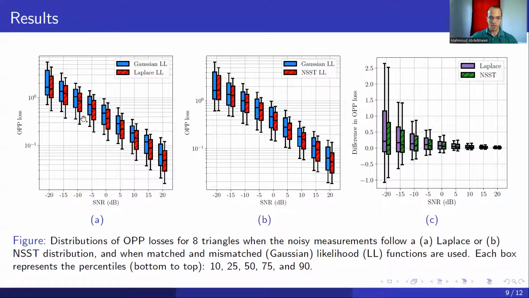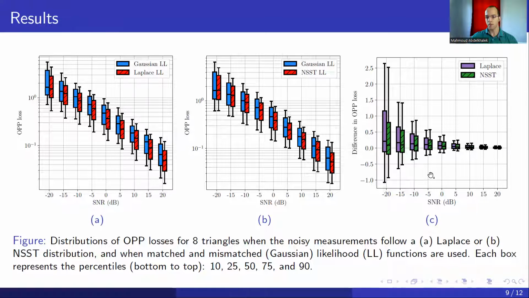And another important thing is that across about a 5 dB difference, the red box and the blue box are approximately aligned together, which means that using the matched likelihood function can lead to more robust estimation. And we see a similar pattern in the non-standardized student's t case.